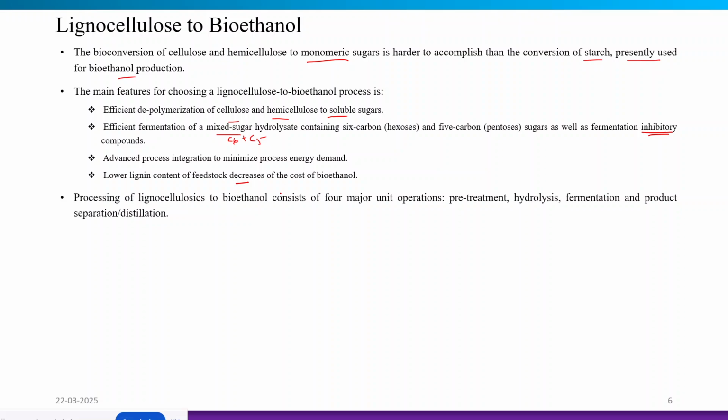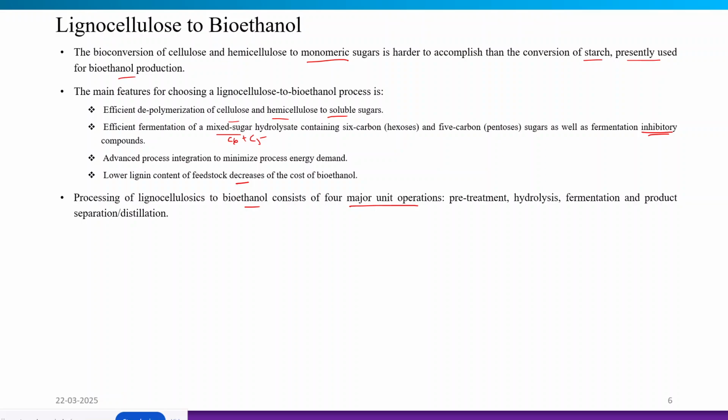Now, the processing of the lignocellulosic component to bioethanol consists of four major unit operations. In one of the earlier classes, we discussed a lot of the pretreatment processes, and the microbiological conversion processes we also already discussed. So here we will not be discussing them in so much detail, but just touch upon the concept of bioethanol production through these major unit operations.